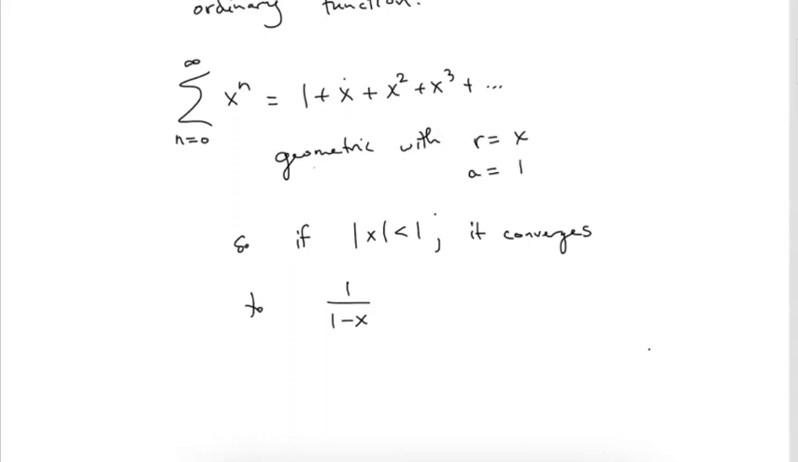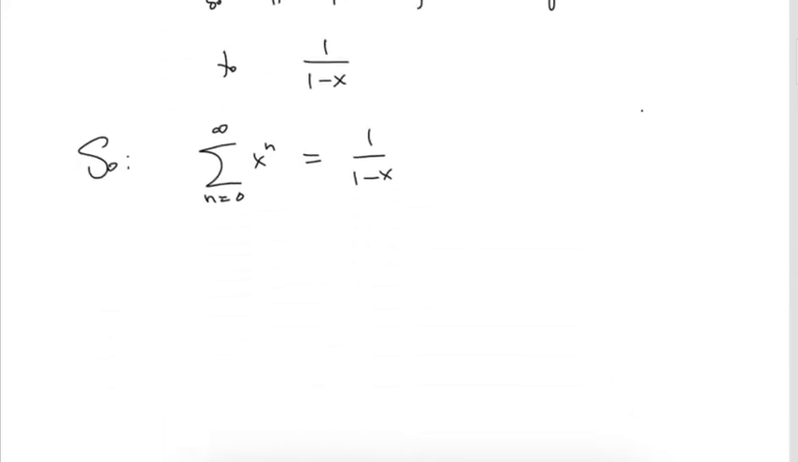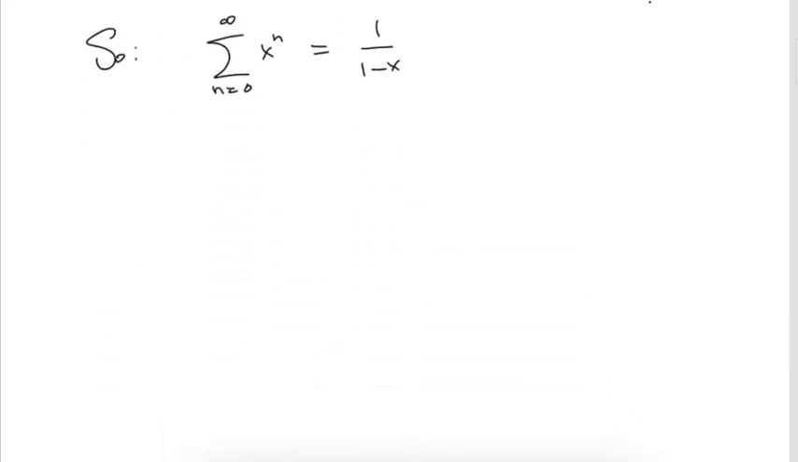So what that means is this sum, n equals 0 to infinity, x to the n, is equal to this other function. This is what I meant when I said at the very beginning that sometimes a power series equals some ordinary function. Here is the standard example of this phenomenon. On the left of the equal sign, we have a power series, but it is equal to the thing on the right, which is more or less a normal-looking function. All right? These are equal.